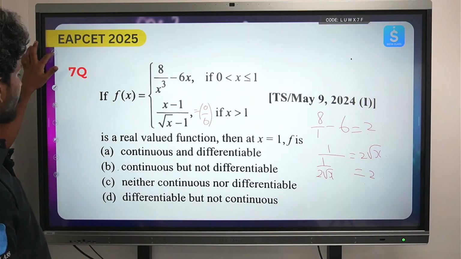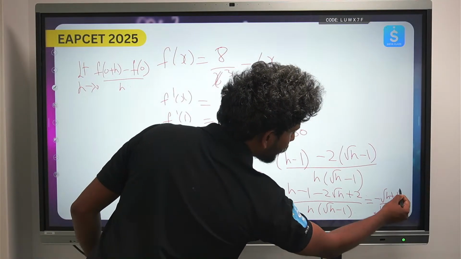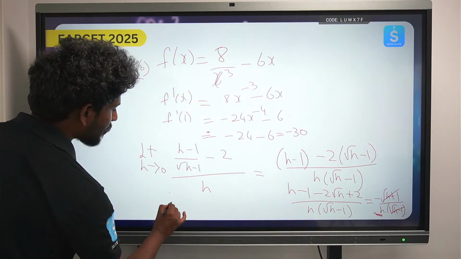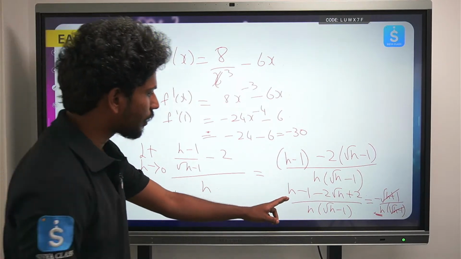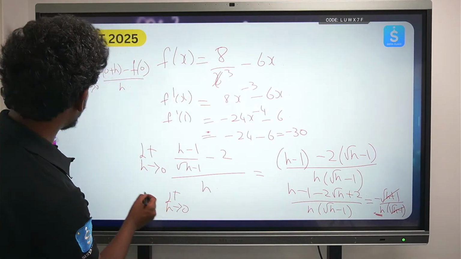So if you try to just substitute here, I can just cancel out this thing and this thing, but limit h tends to 0.